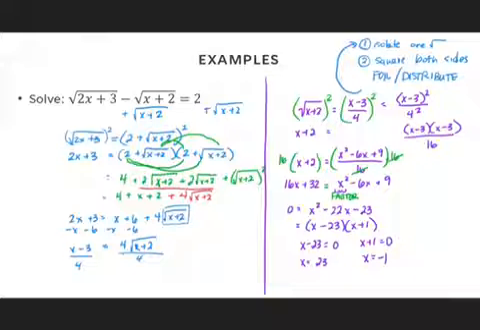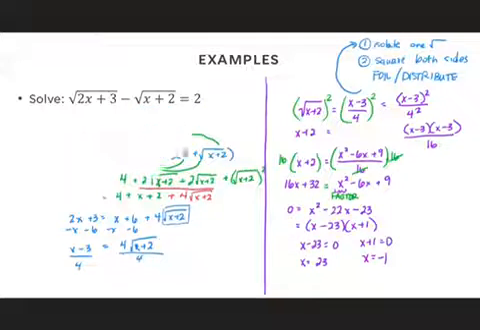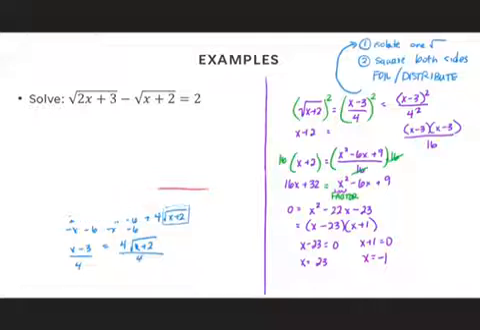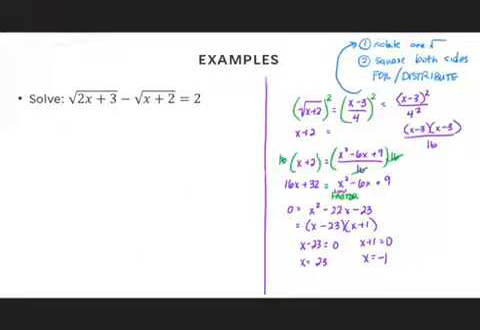Okay. Don't forget to check your work. So we're going to go all the way back to the beginning. And since I'm out of room, I'm going to erase some down here. Okay, we're going to go all the way back to that original equation. And I'm going to start with 23. So this is the square root of 2 times 23 plus 3 minus the square root of 23 plus 2. So 2 times 23 is going to be 46. 46 plus 3 is going to be 49. 23 and 2 is 25.